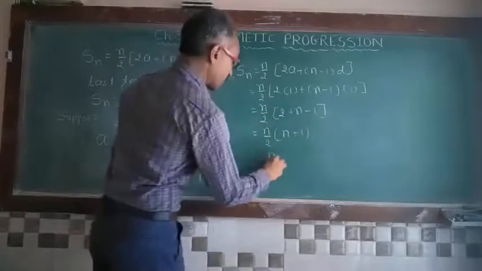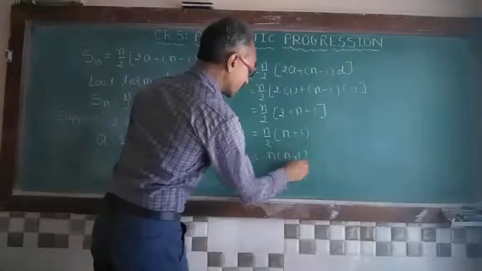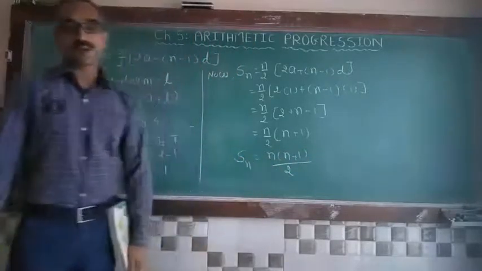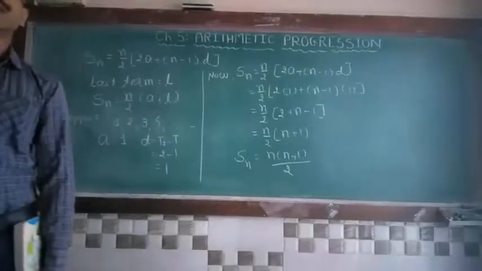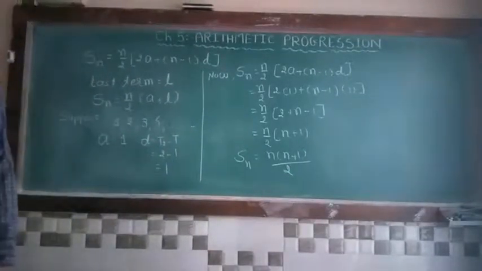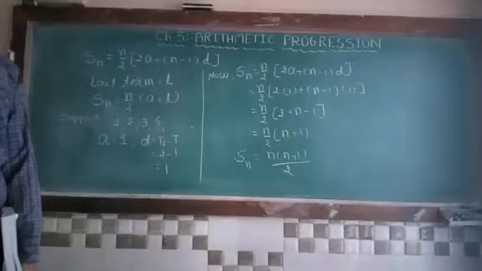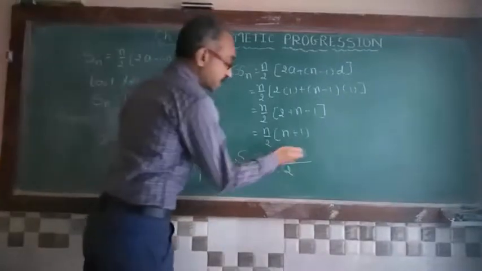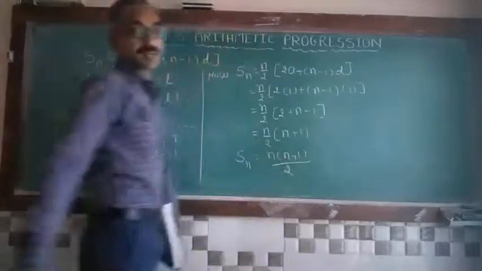Okay, so your formula is n into n plus 1 divided by 2. This is your sum of the n terms of positive integers. This is the formula for sum of the positive integers of n terms. That is Sn is equal to n into n plus 1 divided by 2.